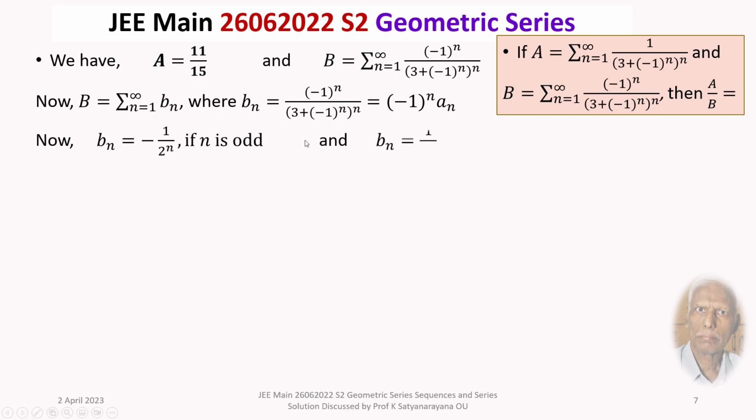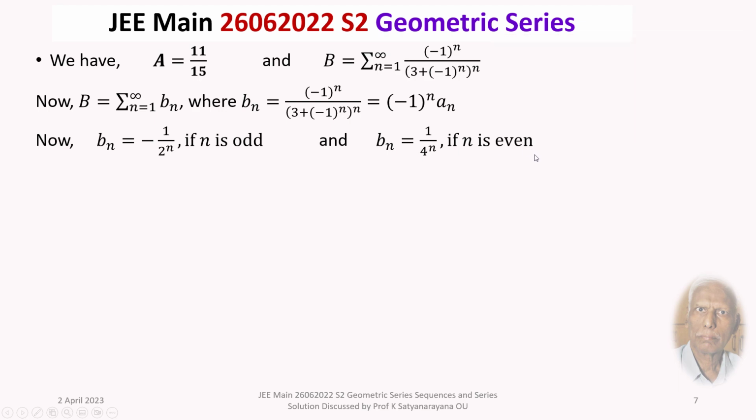Therefore, Bn is equal to, when n is odd, (minus 1)^n is minus 1 into, when n is odd, an is 1 by 2 power n. So, Bn is equal to minus 1 by 2 power n when n is odd. When n is even, (minus 1)^n is plus 1, and that is an. When n is even, an is 1 by 4 power n. So, Bn is equal to minus 1 by 2 power n when n is odd, and Bn is equal to 1 by 4 power n if n is even. We continue.